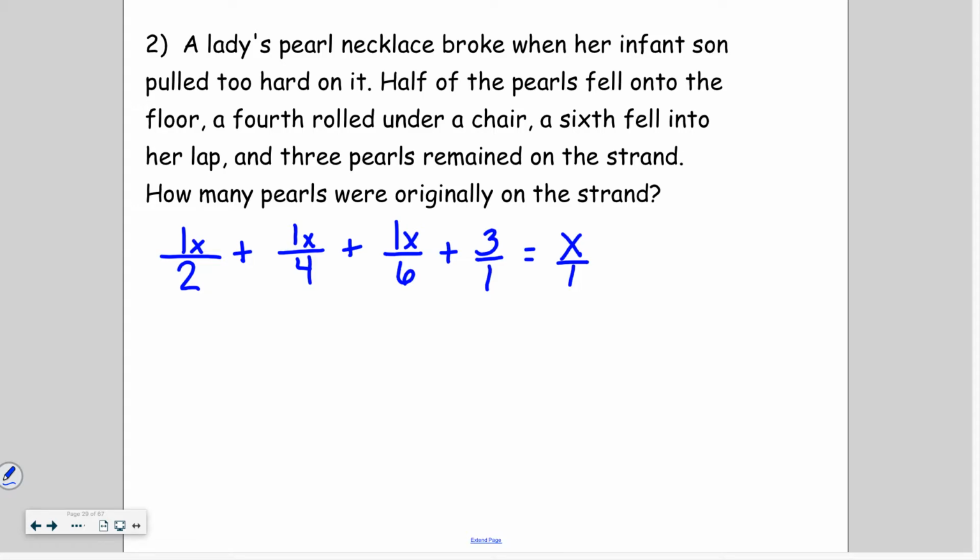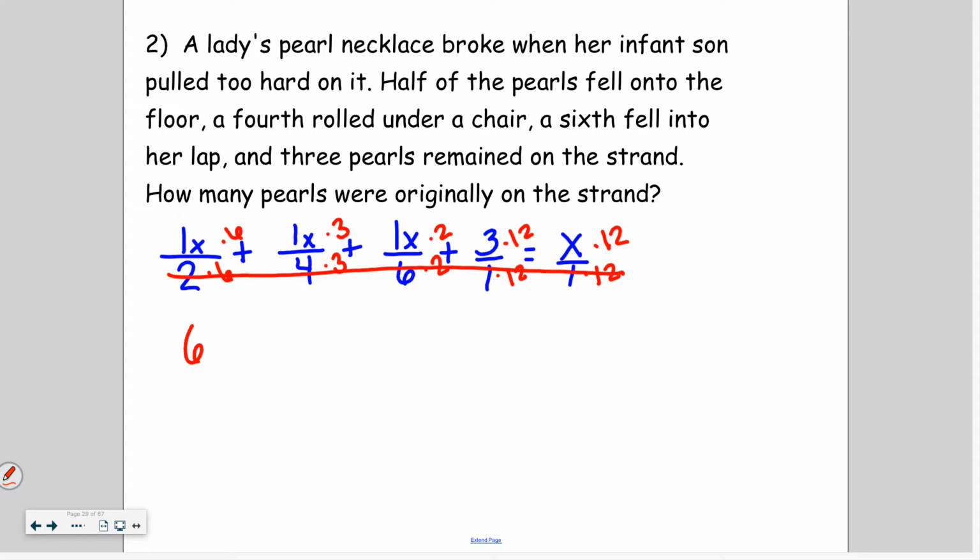Now, I need a common denominator with 2, 4, and 6. So if I look at that, 2, 4, and 6, what do they have in common? They have the number 12. So I can multiply by 6, multiply by 3, multiply by 2. 1 to 12, we have to multiply by 12. Now I'm going to have the same denominator all the way across. So I'm going to go ahead and cancel those out. Okay?